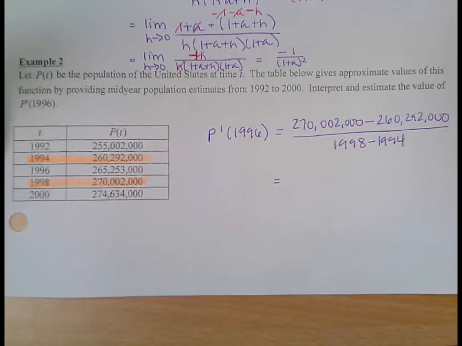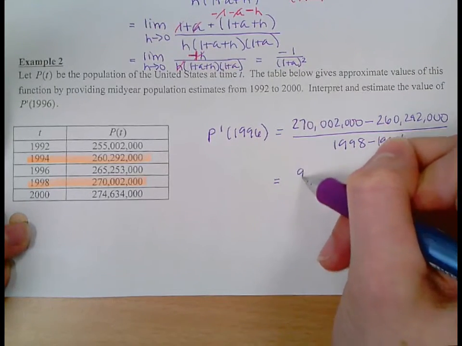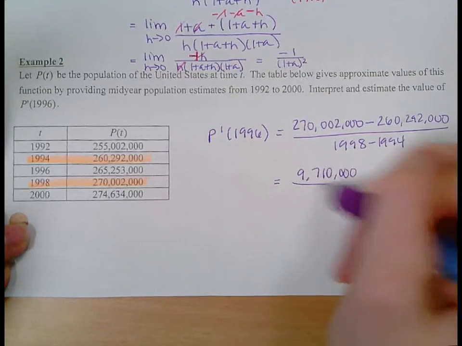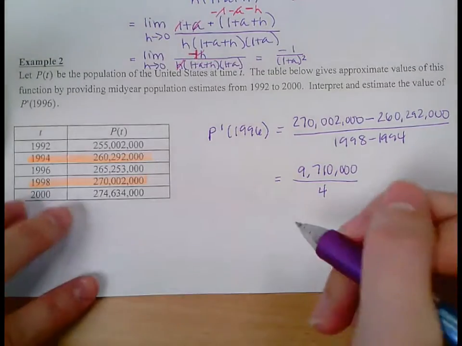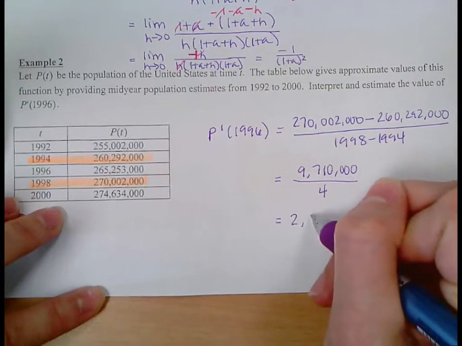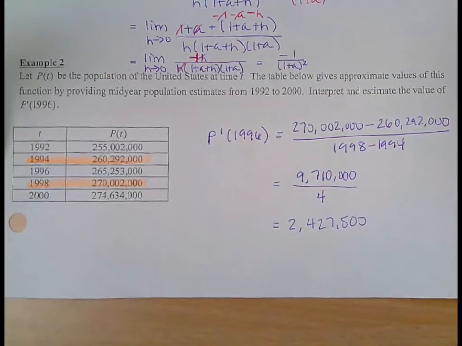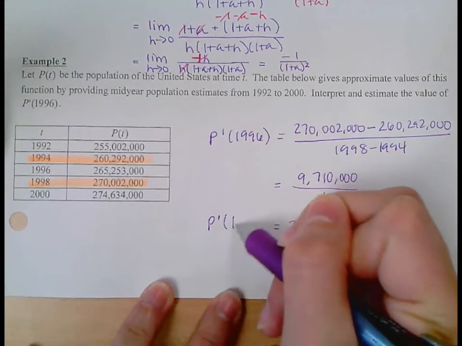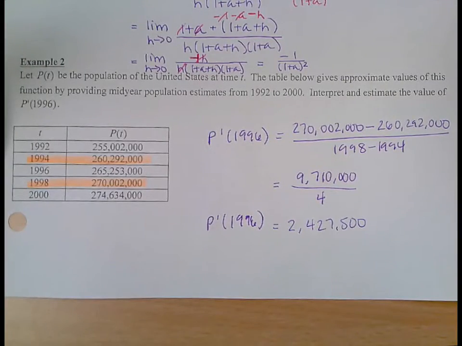So that would be 9,710,000 divided by 4. So 2,427,500 is the approximate value, or the best estimation we can get, for the derivative at 1996.